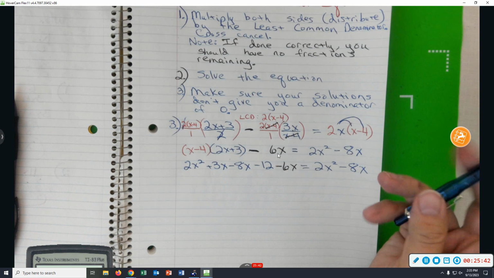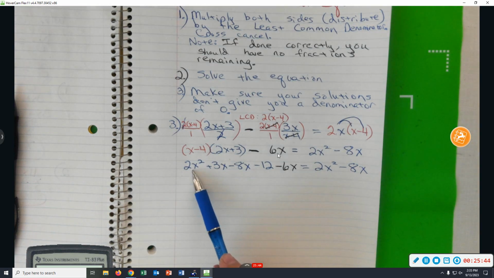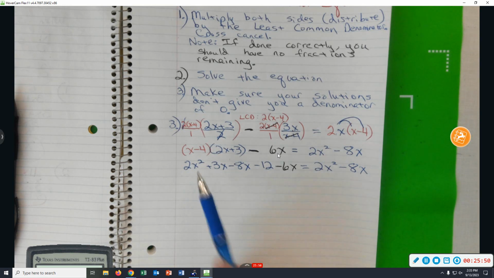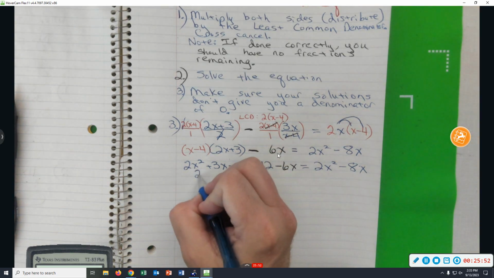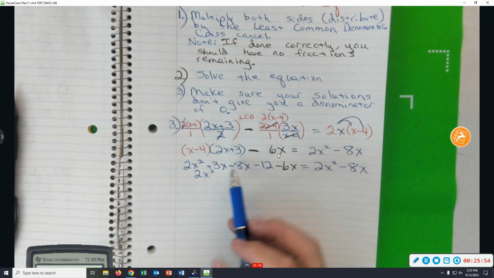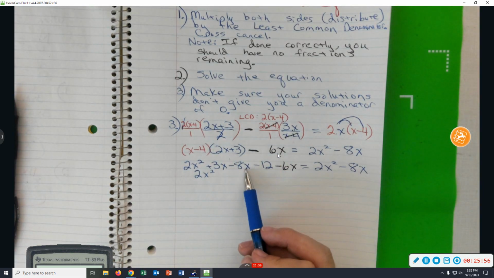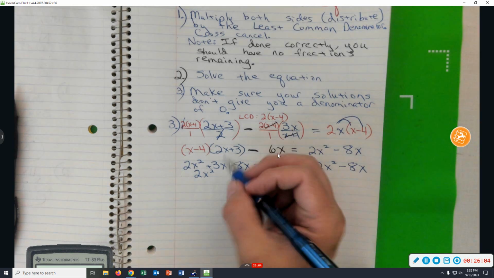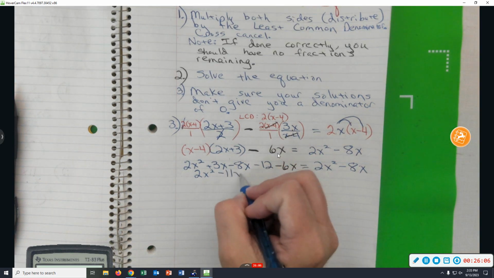Let's combine like terms. We have a 2x on the left side. Let's just simplify the left side right now because that's what looks so bad. We have a 2x squared, 3x minus 8x. What's that? Negative 5x minus 6x gives us a negative 11x.